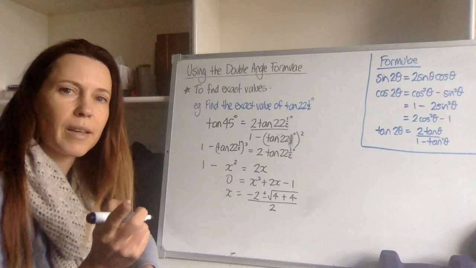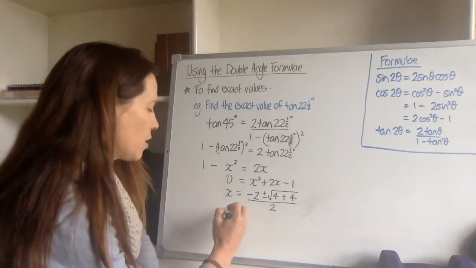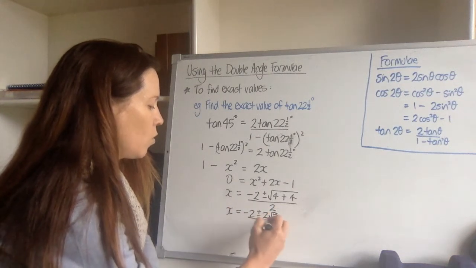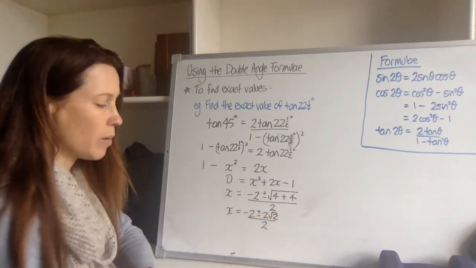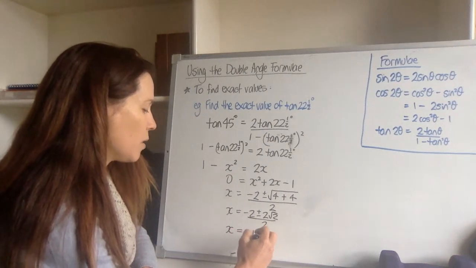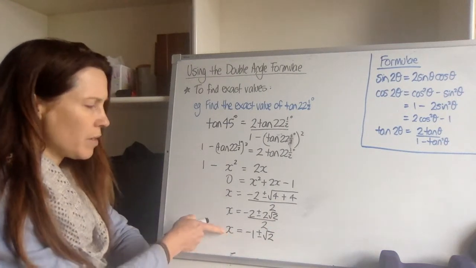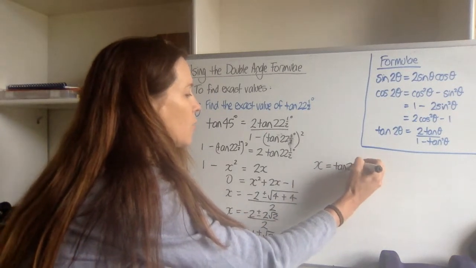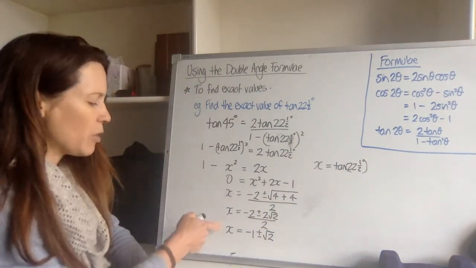Now the square root of 8, think that through, that's the square root of 4, 2, times the square root of 2. So what I've actually got here is negative 2 plus or minus 2 root 2 all over 2. Now I can simplify that further, can't I? I can divide both these terms on the top by 2, and basically I can get here that x is negative 1 plus or minus root 2. Now I've got 2 choices here, and this whole time, can you see that what substitution I've made here is that x is equal to tan 22.5 degrees. So I need to make sure I remember that, okay, because x isn't equal to anything.